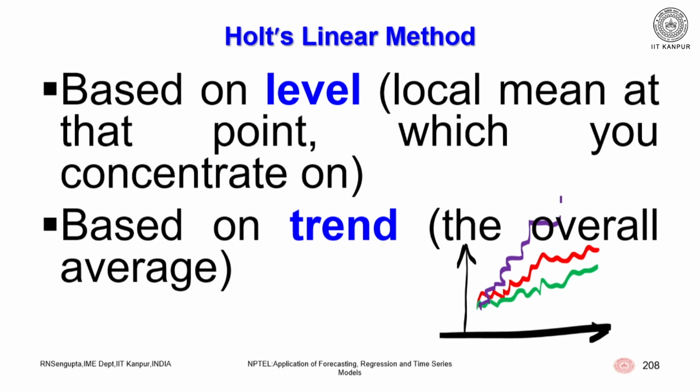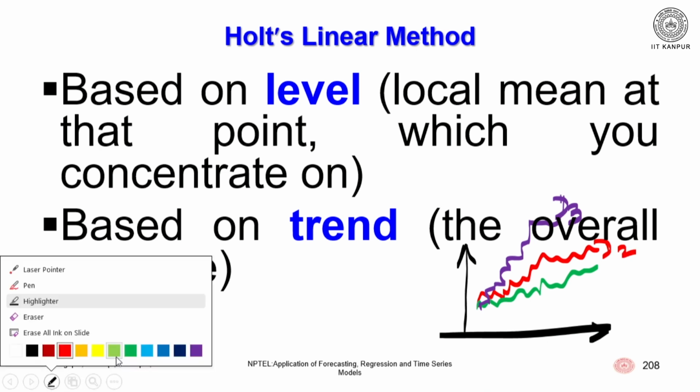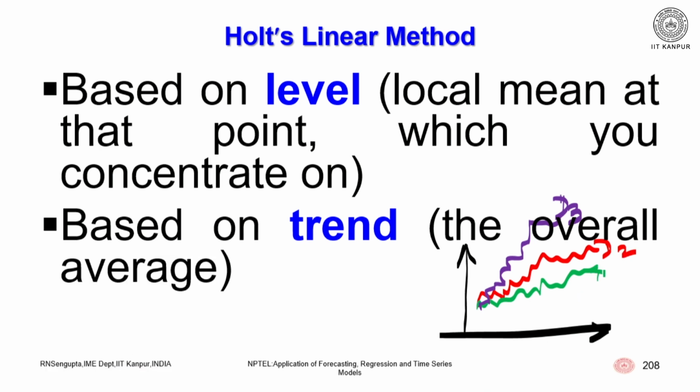Now, I will mark them as D3. D3 is the data set, not the concept of D which was utilized in one of the problems where D was equal to Y. No, I am just denoting D3 as data set 3, data set 2, and you have data set 1.